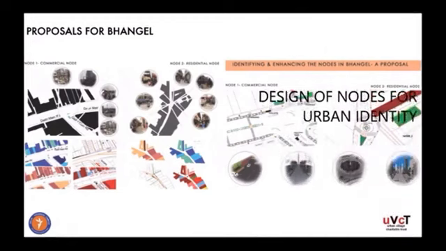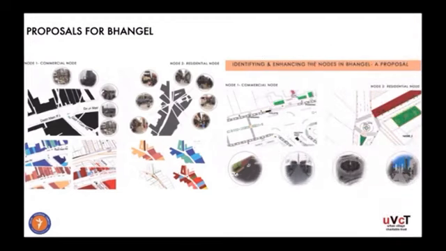In my fourth year, we had to choose an individual topic after the group study of urban village Bhangel. My topic was nodes and junctions. The nodes are the main constituent according to which a city is recognized and understood. My aim was to identify and understand the urban character and detail of nodes for further enhancement and development.